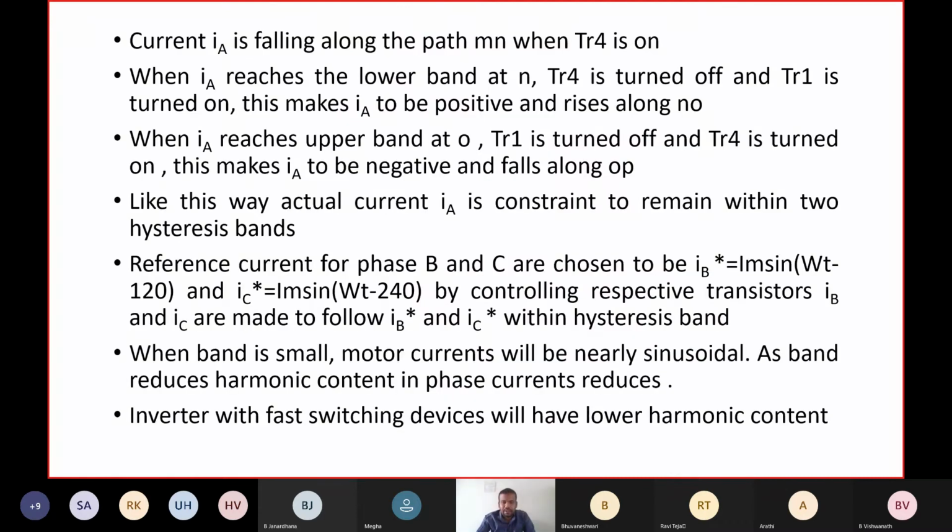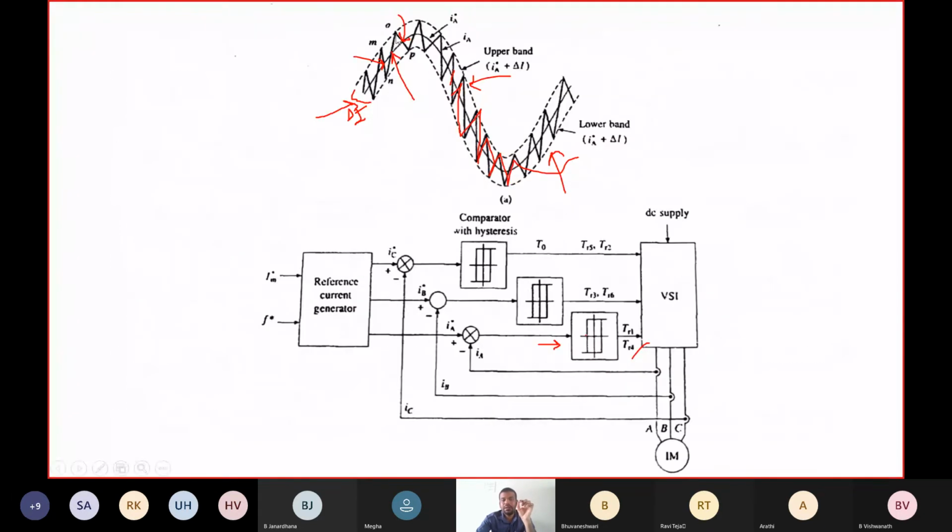So when the band is small, the motor currents will be nearly sinusoidal. As I told, when the band is small, the different phase currents IA, IB, IC, which are our motor currents, will be nearly sinusoidal. You can look at it here: when the band is small, the currents that flow will be nearest to sinusoidal. This is for phase A. Similarly, we get phase B with a 120 degree phase difference, and phase C with a 240 degree phase difference. So everything will be sinusoidal.